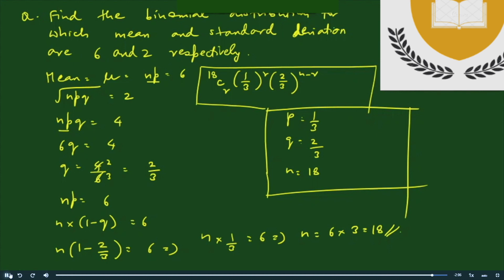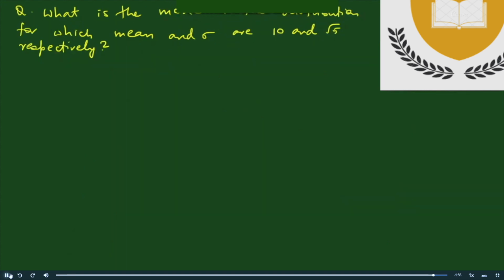So n is 18, we can say 18 minus r. This is the binomial distribution. So you have to leave r as it is and calculate the others. Substitute the others. Distribution for which mean and standard deviation are 10 and root 5 respectively.